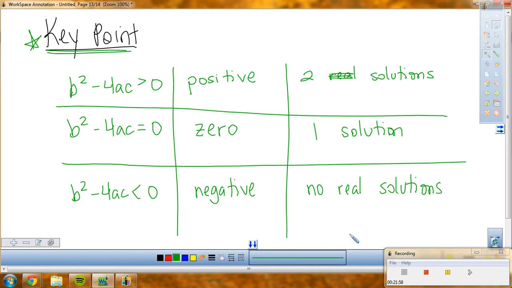So this is a really important table because you're going to need to know all three cases. Not only are you going to have to know how to find the discriminant, so you need to write discriminant along the side. You need to know how to find the discriminant using this formula, substituting your values in, and getting an answer. But you also need to know what that answer means. So what positive means in terms of solutions, what negative means in terms of solutions. And that's really going to help you check your work later on.